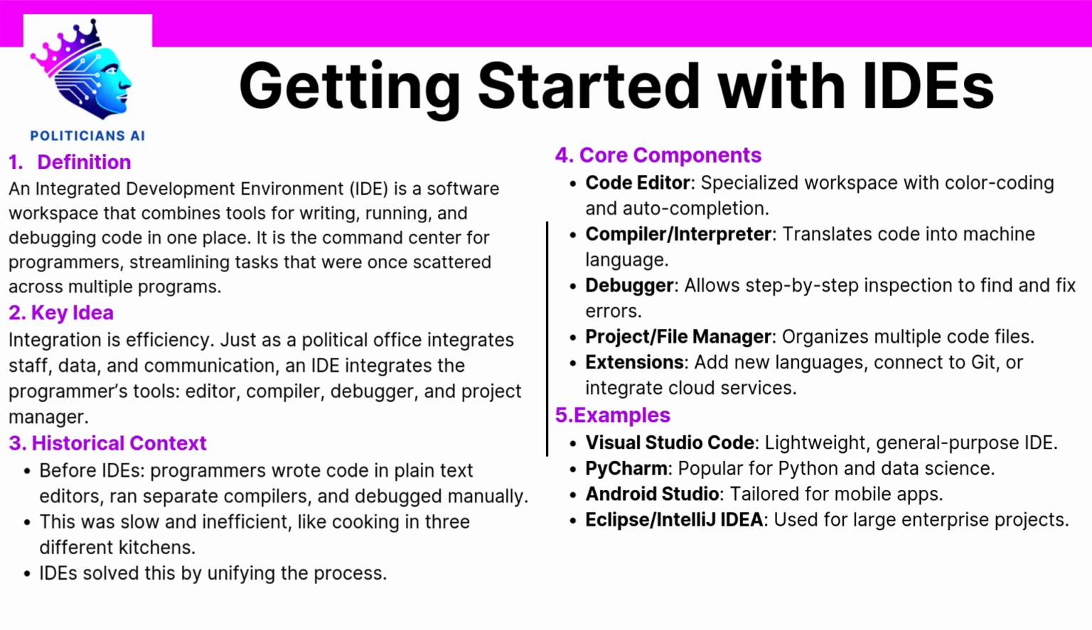A third component is the debugger. Debugging is the process of identifying and fixing mistakes in code, and the debugger provides the magnifying glass to do so. Instead of running an entire program and wondering why it crashed, the debugger allows you to run the code step by step, inspecting variables and conditions as you go.